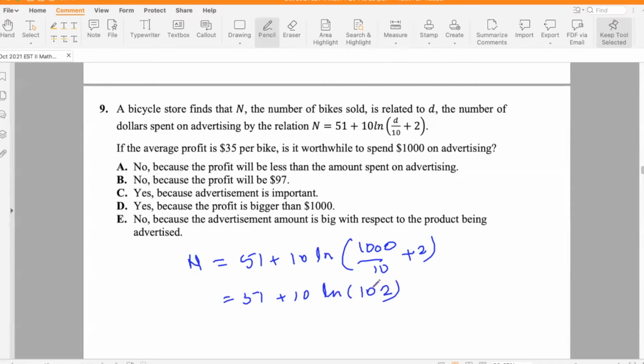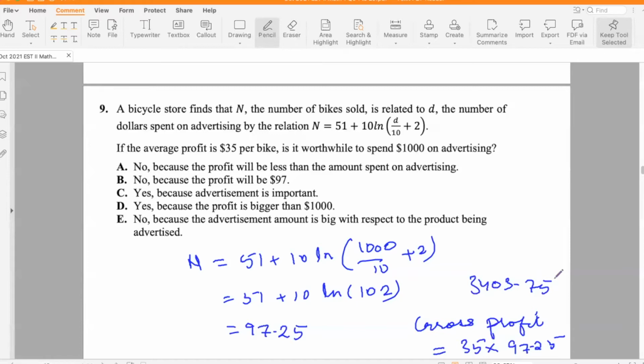So let's plug that in. That comes to 97.25, right? So that's the number of bikes sold. And if the profit is $35 per bike, then gross profit would be 35 multiplied by 97.25, which comes to 3403.75. So since the amount of profit is greater than the spend on advertisement, it will be D.